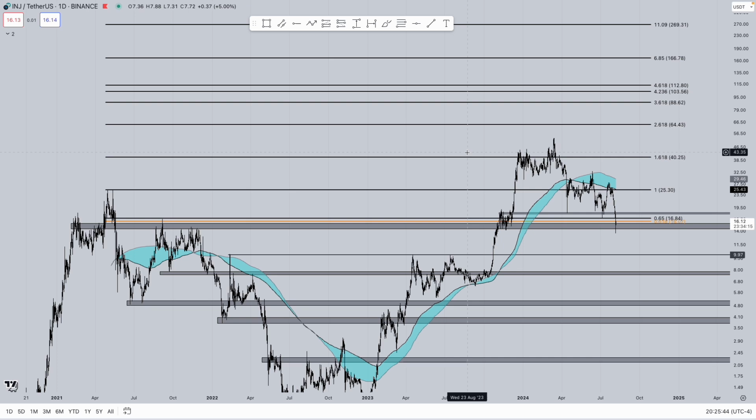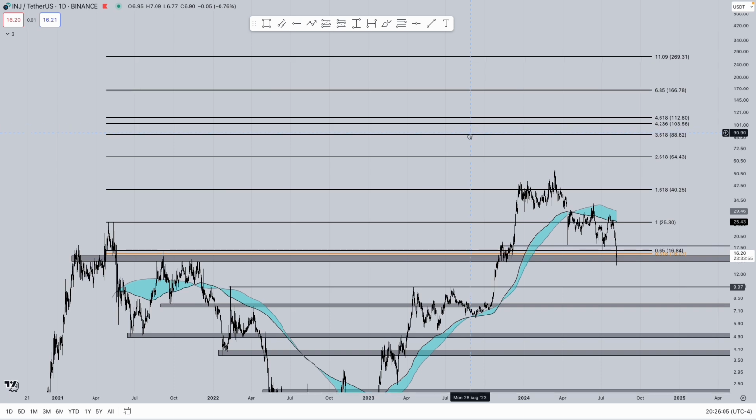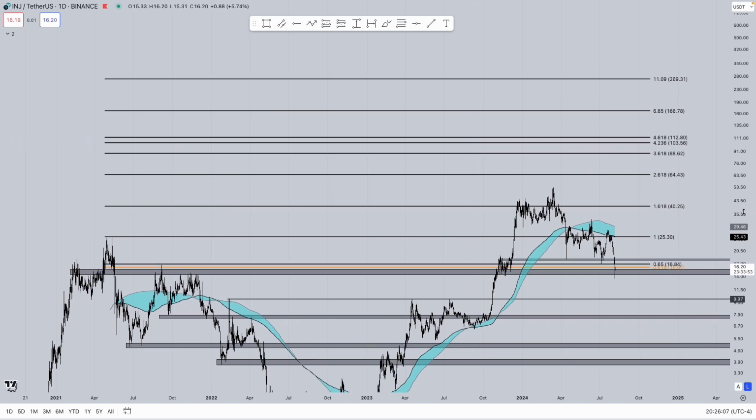But these fib extensions simply give you levels to watch once price enters price discovery, giving you those levels that could act as resistance. Yeah, just giving you some take profit levels, as well as identifying where some choppy price action could form. So 1.618, 2.618, 3.618, 4.236, and so on.